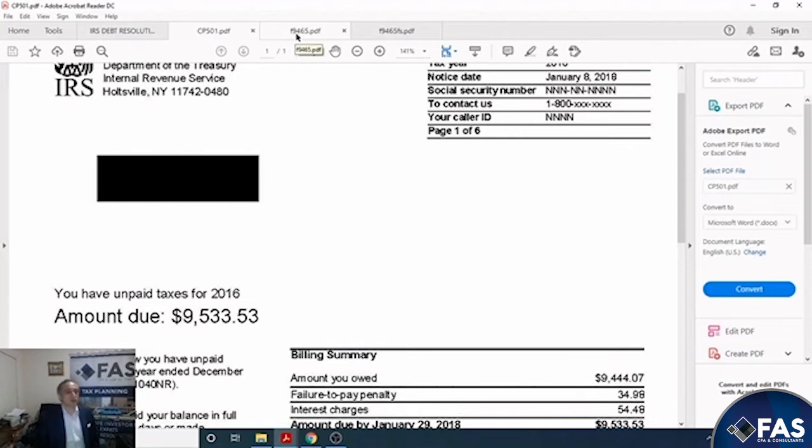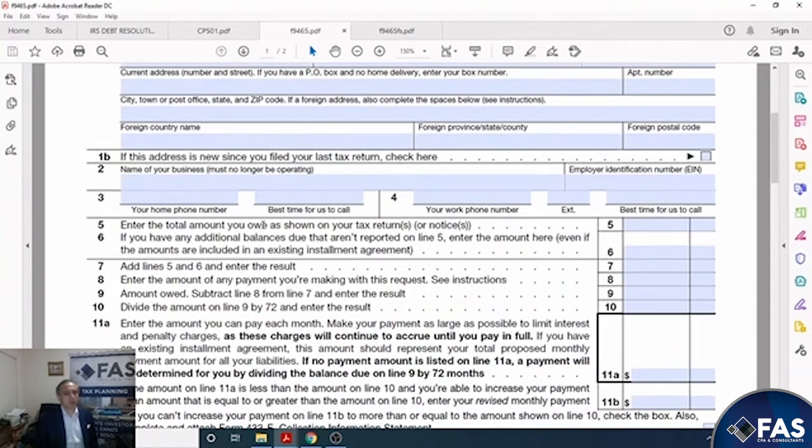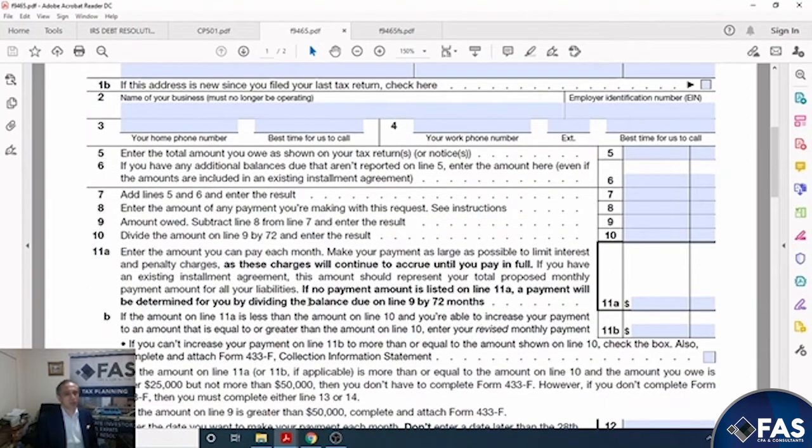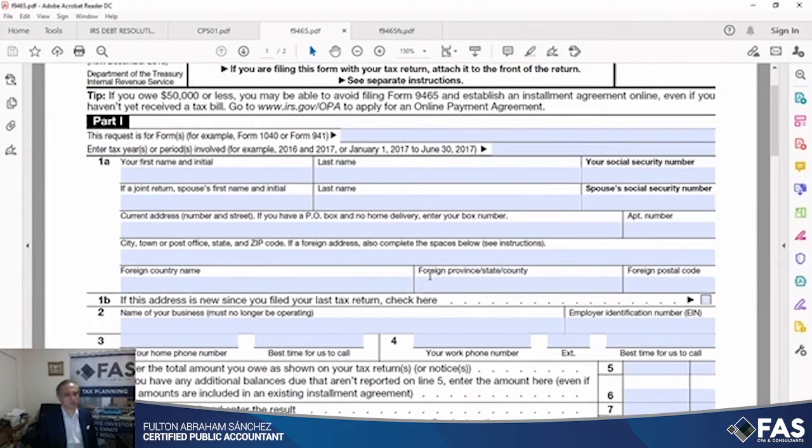If the amount of the installment agreement is less than $25,000, you can use Form 9465. This form will allow you to provide the information to the IRS and pay the amount over up to 72 months. This is the virtue of an installment agreement.